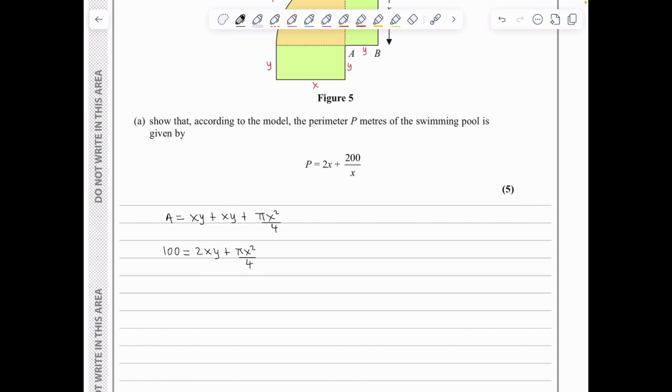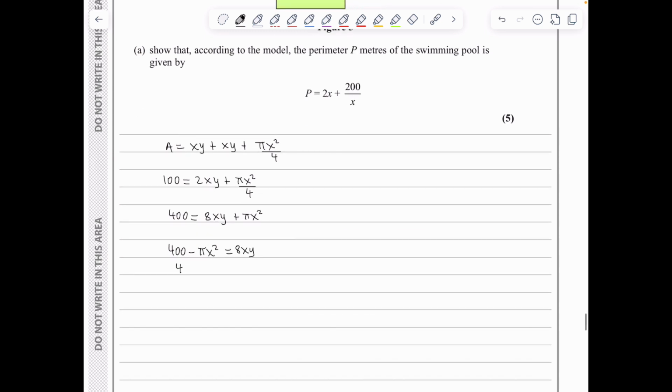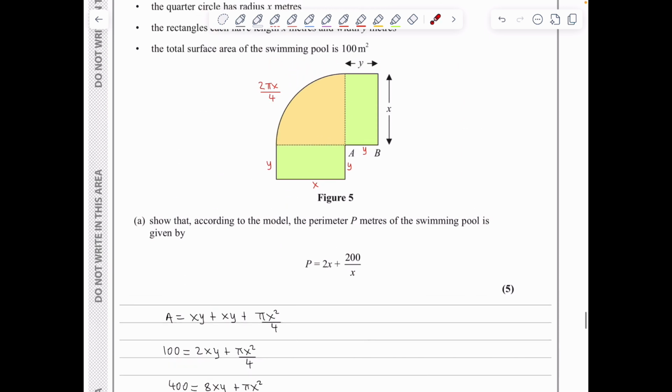I will proceed by making y the subject, and I will first multiply by 4 throughout to get rid of the denominator. So we're looking at 400 being equal to 8xy plus pi x squared, and therefore 400 minus pi x squared is equal to 8xy, which leads to 400 minus pi x squared and all divided by 8x being equal to y. Now for the perimeter, let's look at the diagram here.